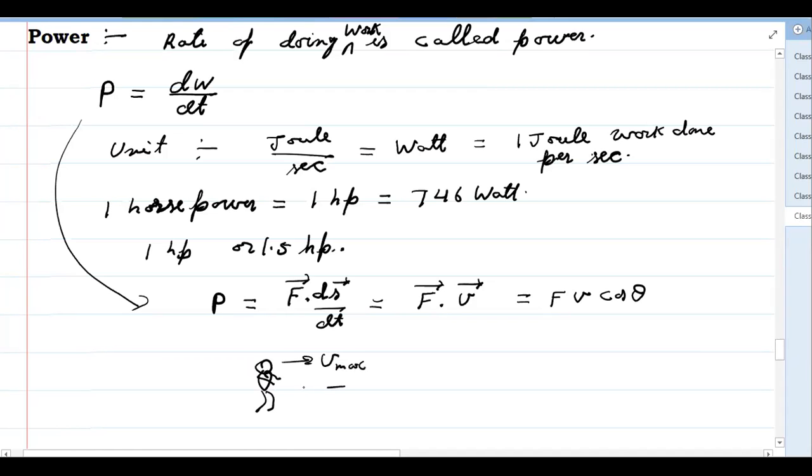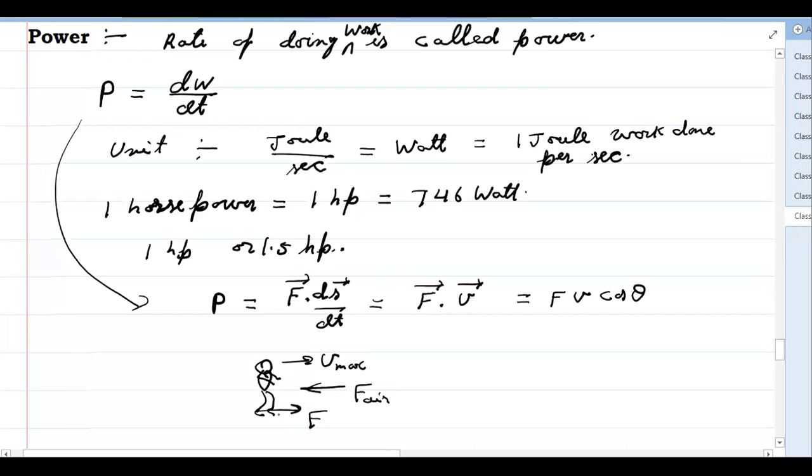So there will be a friction force acting from the air, and then he will exert a force in the forward direction. These two forces will cancel: the friction force of air, and the force in the forward direction. So how much is the force exerted by the man? We can calculate it if the friction force is given.